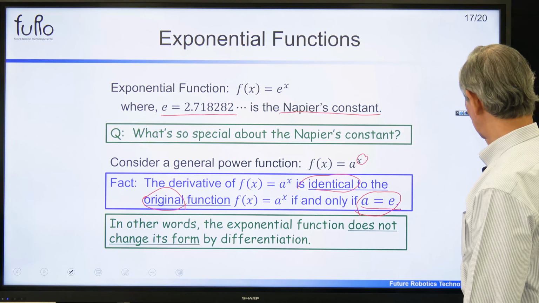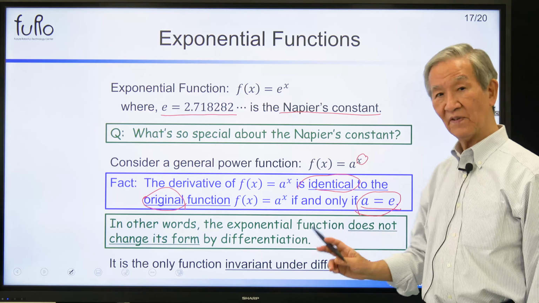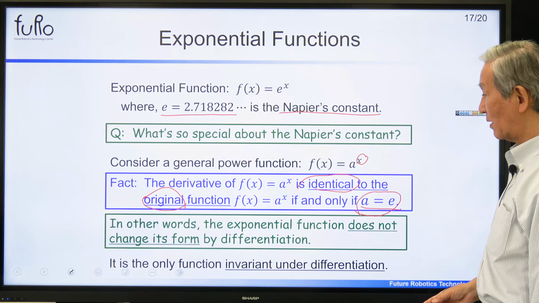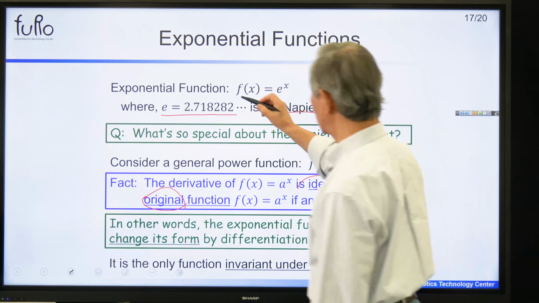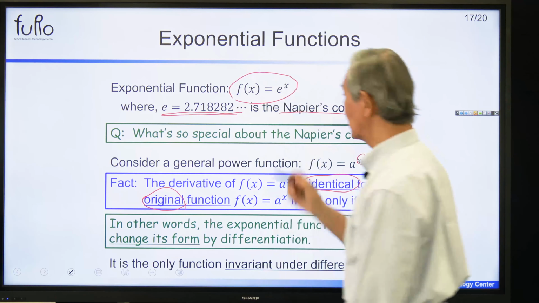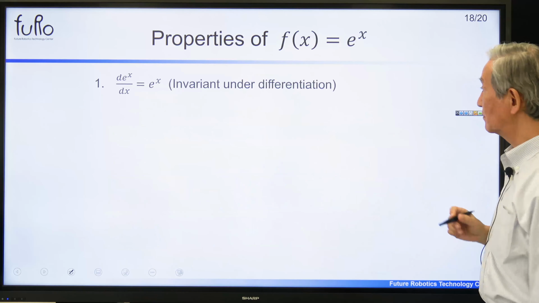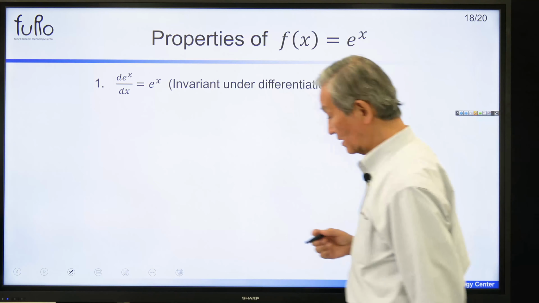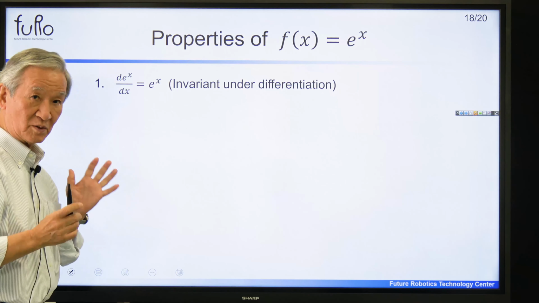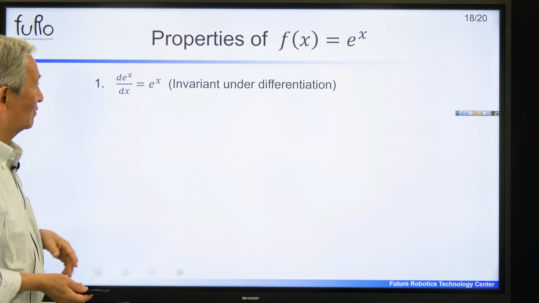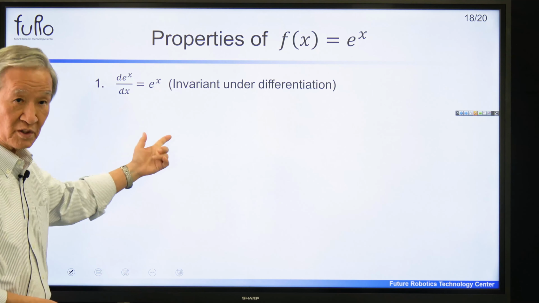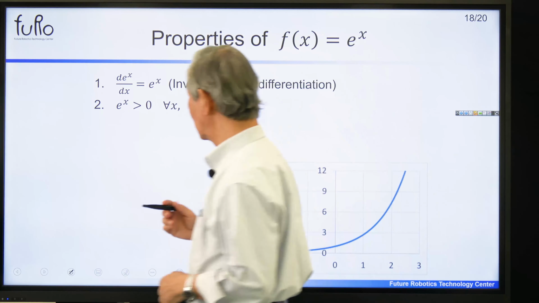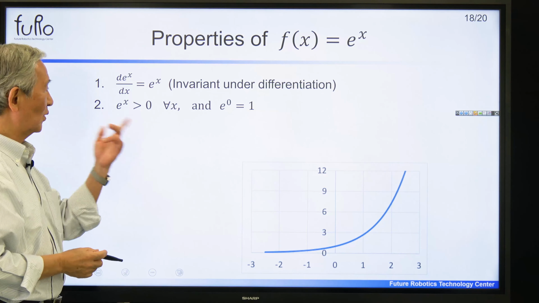And there's no change under differentiation. And this is the only function that has that property. That's why this function is so special. That's why this Napier's constant is so special. Okay. Well, the power function has lots of interesting and useful properties which we can use as tools. One of them is that it is invariant under differentiation. Differentiating, you get the original function. So it does not change. Wow. Okay. And e to the x power is greater than 0 for all x.